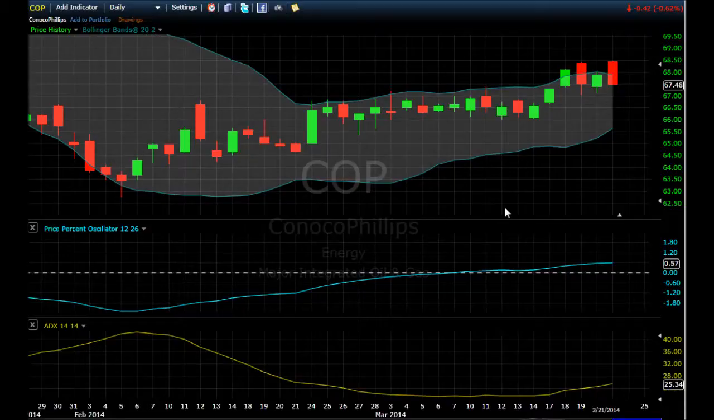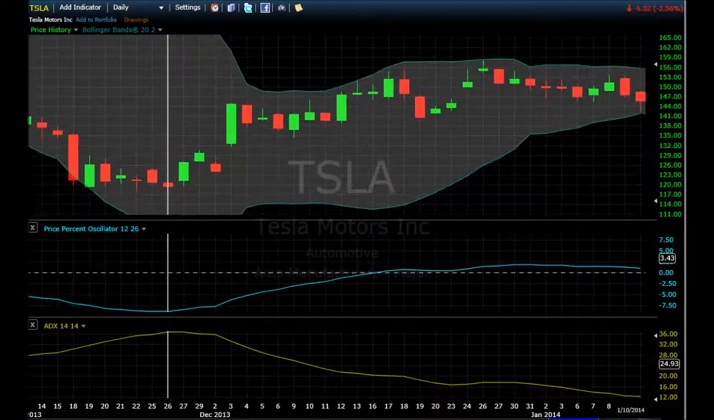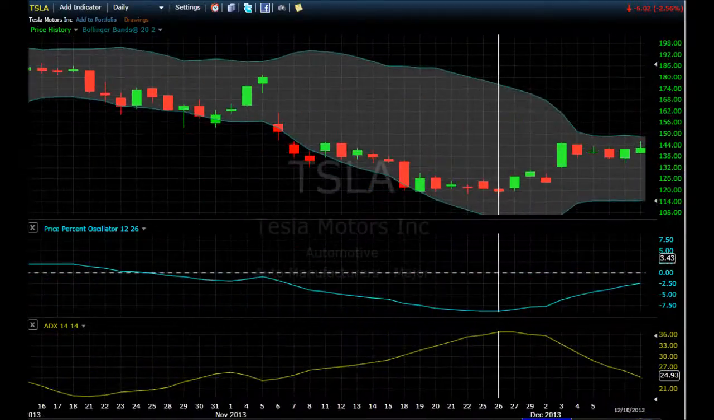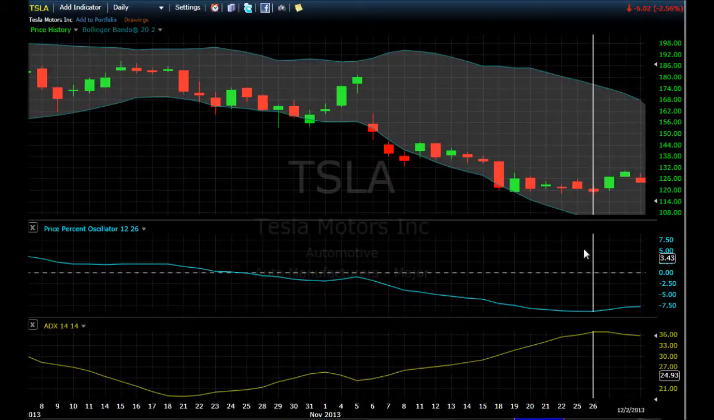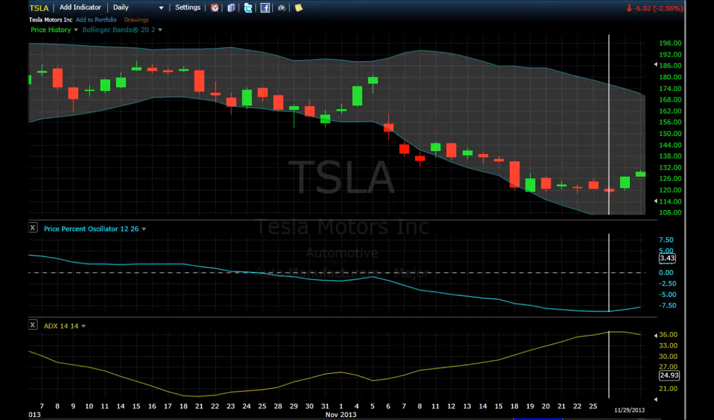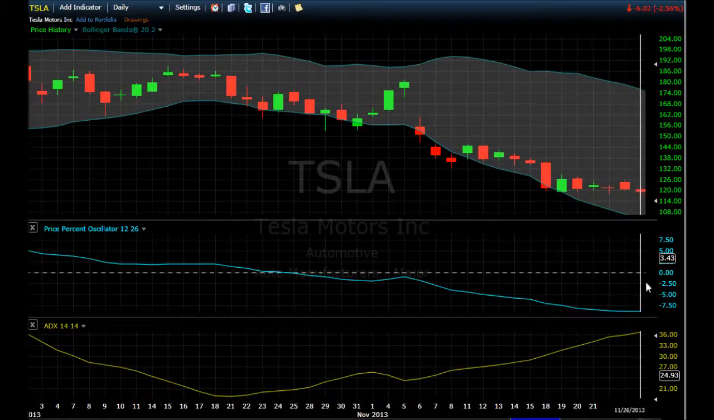The next example is actually Tesla, and this I first identified back in November. If you follow me on Twitter or stock tweets, I did identify this back in late November, and I actually noted the line on where I was stating that you should go long for the stock because it was indicating a reversal. So this was back on November 26th.